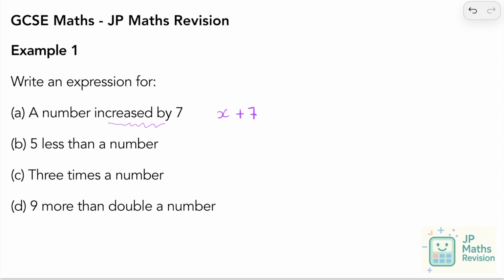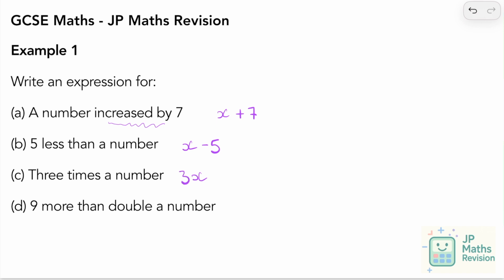This next one here, I have 5 less than a number. So I'm taking my number and I'm subtracting 5 from it. So if I call my number x, 5 less than that number x is going to be x take away 5. This next one here, I have 3 times a number. So if I call my number x again, 3 times x is going to be 3x.